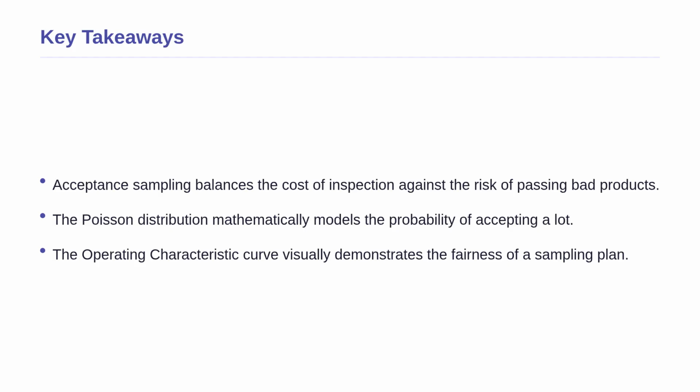We have covered a lot of ground today, so let us summarize the key takeaways. First, acceptance sampling is a practical statistical method that balances the cost of inspection against the risk of passing bad products. Second, we use the Poisson distribution to mathematically model the probability of accepting a lot based on sample size and defect rates.